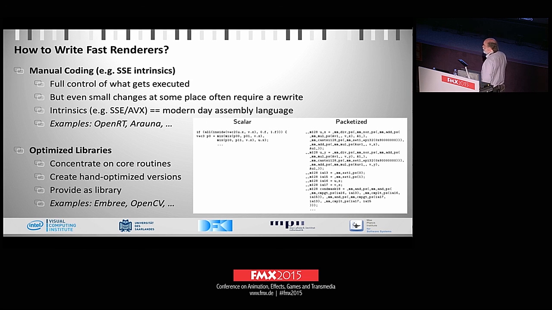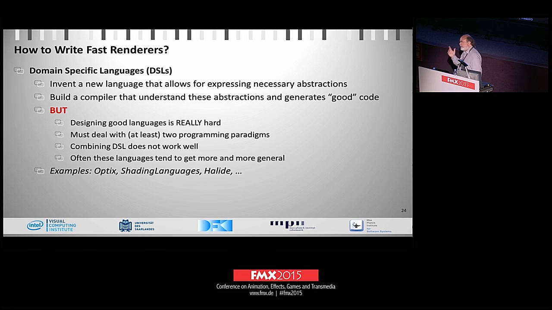That's, for instance, been done with the Embry team at Intel. They created optimized libraries for CPUs. OpenCV for image processing, it will be our reference system when we talk about image processing in a little time. And so OpenRT and Arauna, actually, by the way, was a really nice renderer, or actually probably still exists, using directly hard-coded SSE rendering at the time. But that obviously doesn't scale.